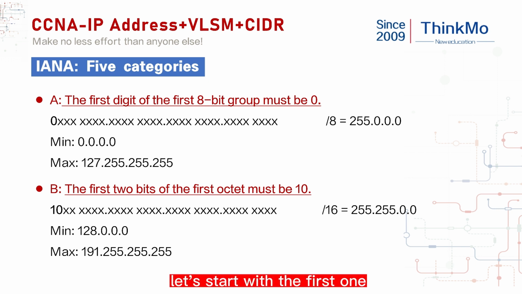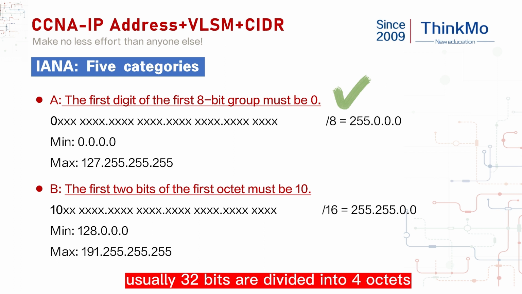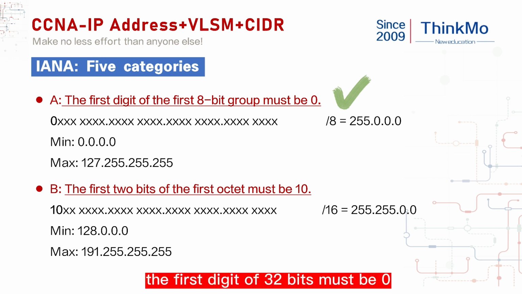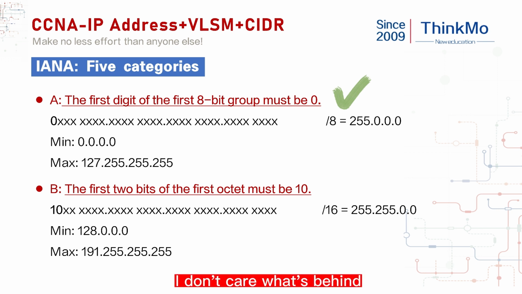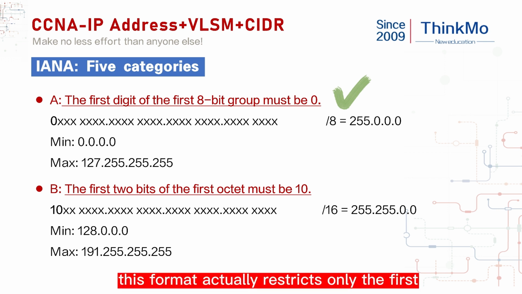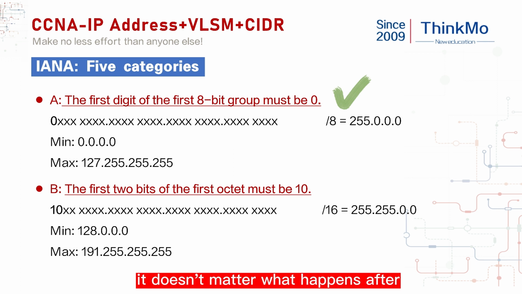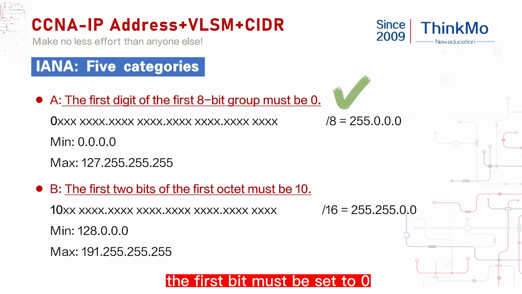Let's start with the first one. Class A address. For Class A addresses, there are 32 bits in total. Usually the 32 bits are divided into 4 octets. We must first notice that the first bit of the first octet must be 0. That is, the first digit of the 32 bits must be 0. I don't care what's behind. This format actually restricts only the first bit. It doesn't matter what happens after. The first bit must be set to 0.